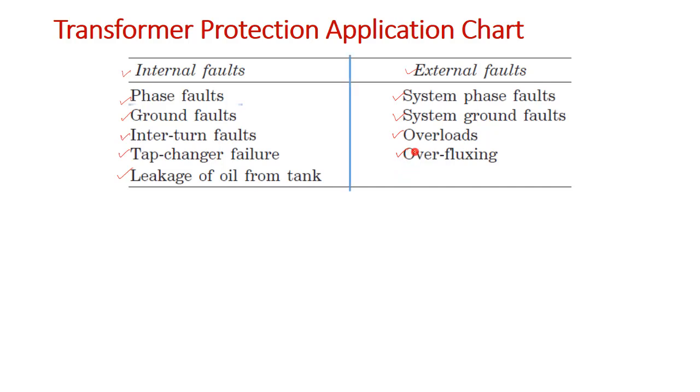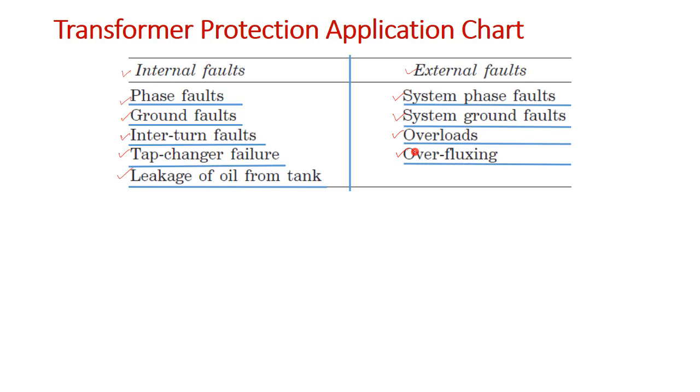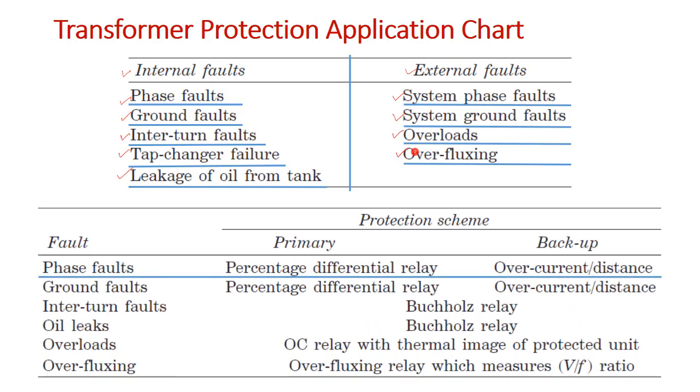Now let us see what kind of protection scheme we should use for different types of faults. Here the primary and backup protection schemes are given, and under this column different types of fault are being considered. So for phase fault, the percentage differential relay is used, as we already discussed, and the backup protection will be overcurrent or distance protection. Similarly, for ground faults, your percentage differential relay will be used as primary protection, and overcurrent and distance relays will be used as backup protection.